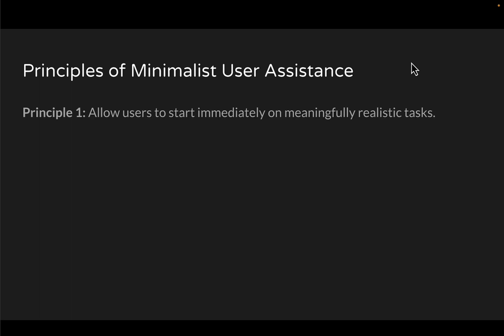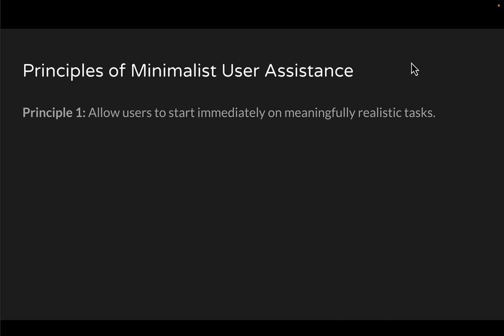So there's really three major principles of minimalism, and the first one is to allow users to start immediately on meaningfully realistic tasks. I'm sure you've experienced this before, where you've purchased a new piece of software or hardware or any product really, and you open the quick start guide or the user guide. And it describes every single button on the interface, or every possible functionality that the software can do. And that is basically the opposite of minimalism.